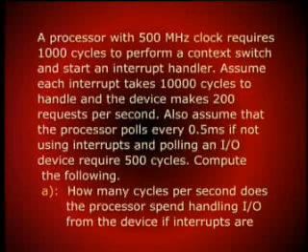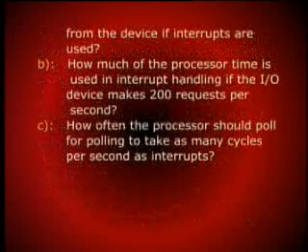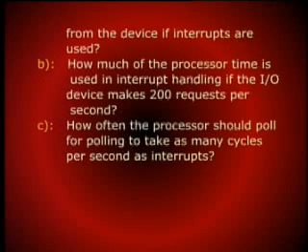Compute the following. A. How many cycles per second does the processor spend in handling I/O from the device if only interrupts were used? Part B. What fraction of the CPU time is used in interrupt handling for part A? C. How often should the processor poll so that polling occurs with the same overhead as interrupts?